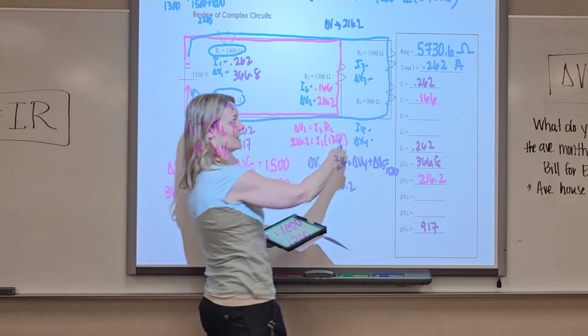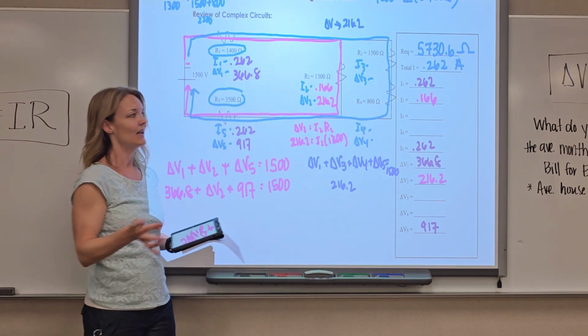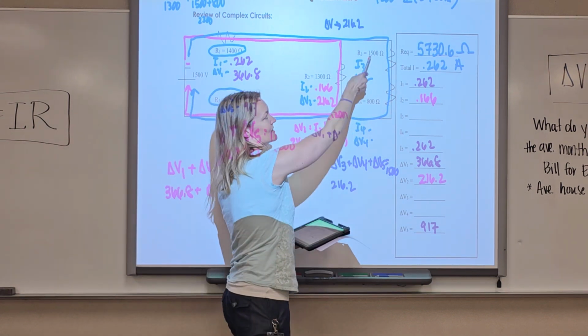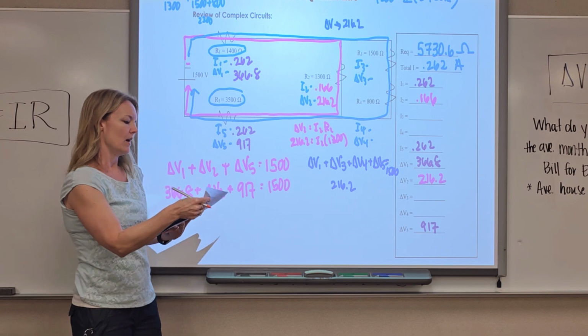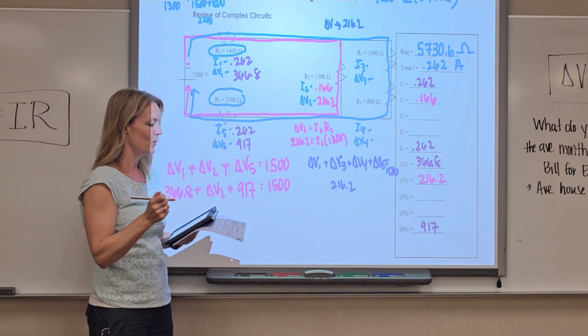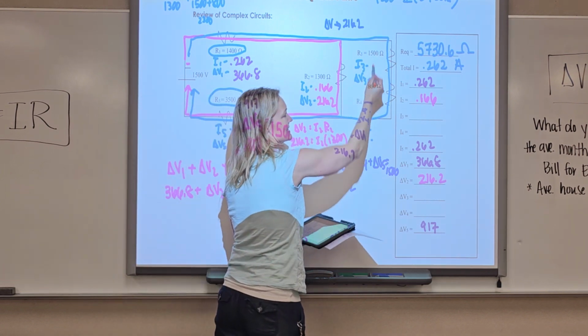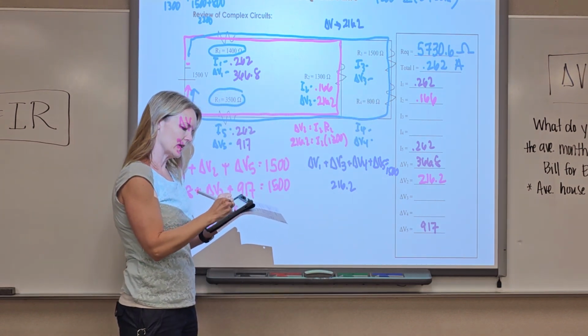Okay, unfortunately, it doesn't just get split. You can't just divide it in half. It gets split according to how much resistance there is. It's kind of proportional to it. So what we do is, this is the second time we're going to add these resistances together. 1500 plus 800 is going to give us 2300.